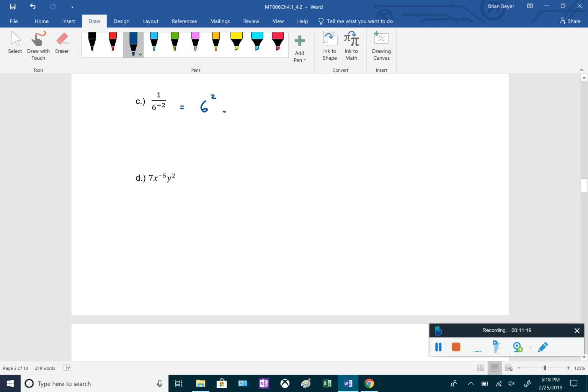And for D, 7x to the negative 5 times y squared. The only thing we have to change here is x to the negative 5. So it's going to be 7y squared over x to the positive 5.